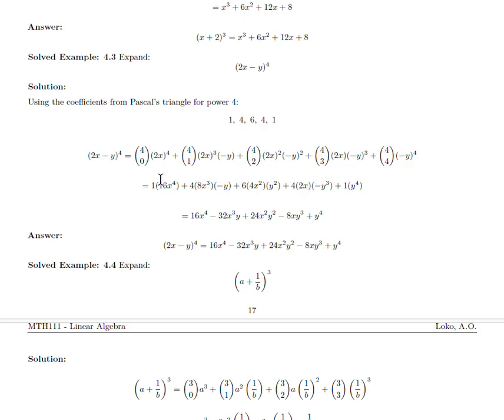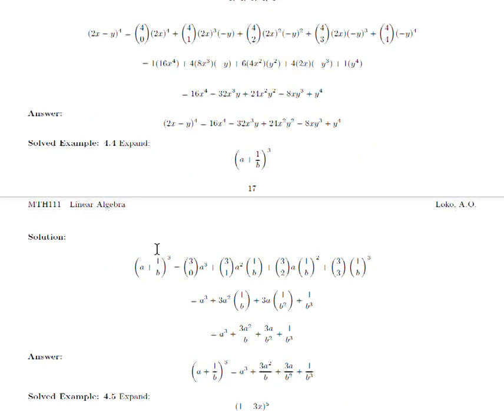So 16x raised to power 4 minus 4 times 8 is 32, x cubed, then y. That minus is coming from this minus y, so it changes this plus to minus, then plus 6 times 4 is 24, x squared, y squared, minus from this minus 8xy cubed, and finally plus y raised to power 4, right?